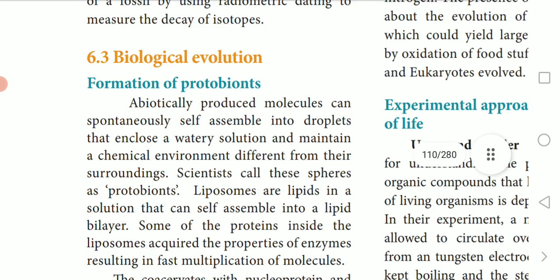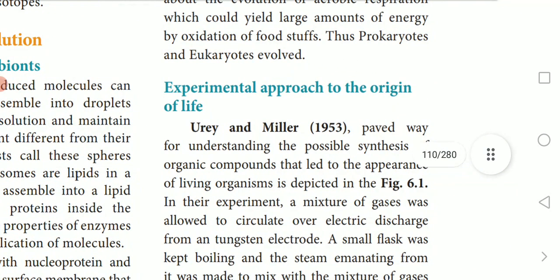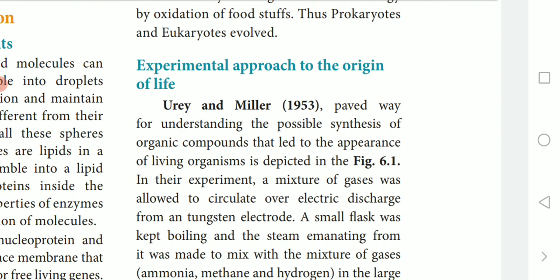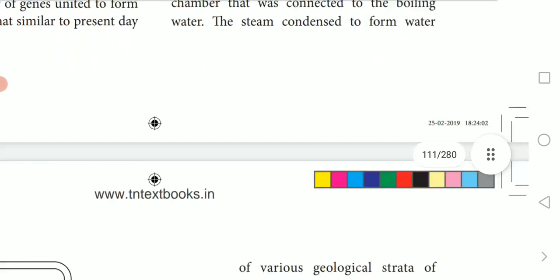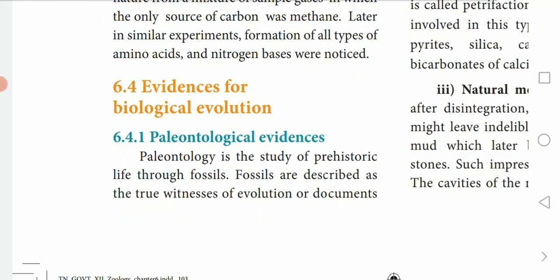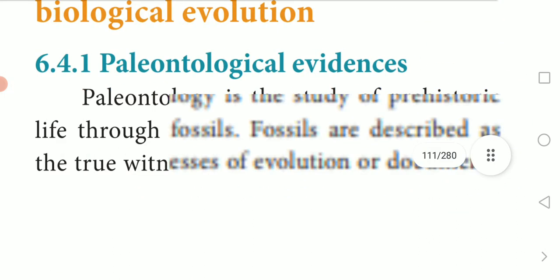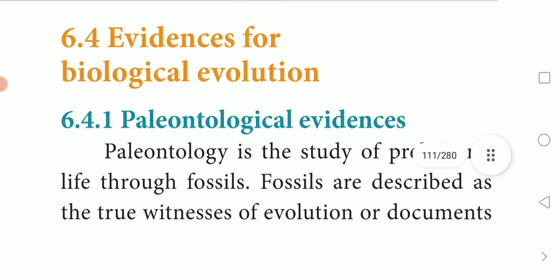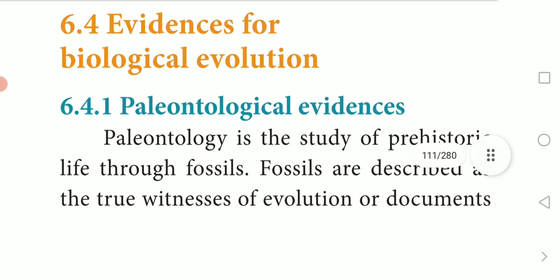Last video class, we have seen what is biological evolution, then formation of protobionts, then the experimental approach to the origin of life, and the Urey and Miller experiments. The next topic we are going to see is evidences for biological evolution.